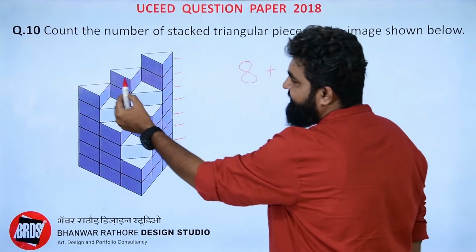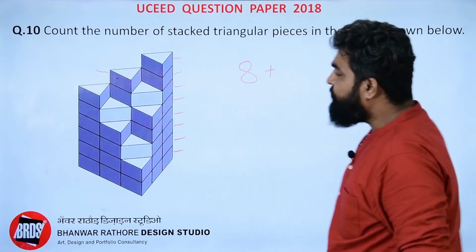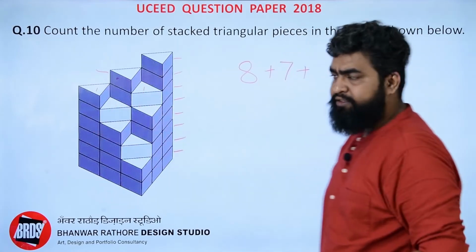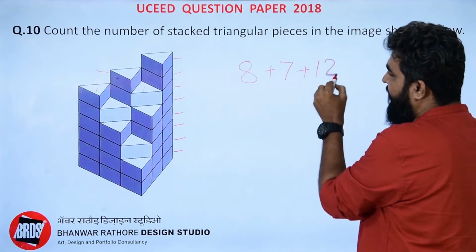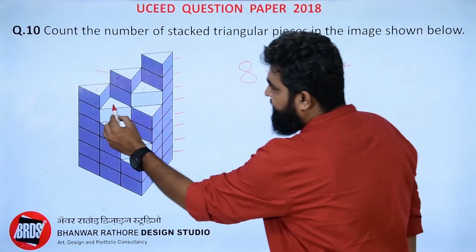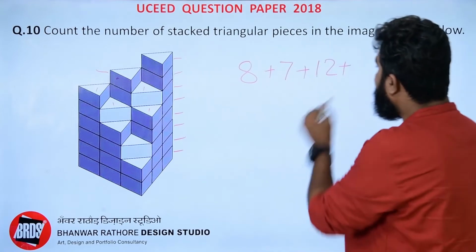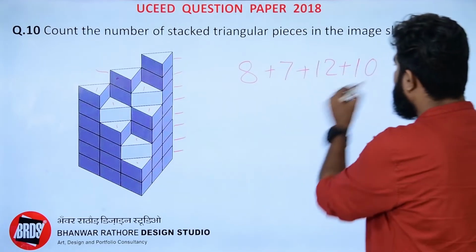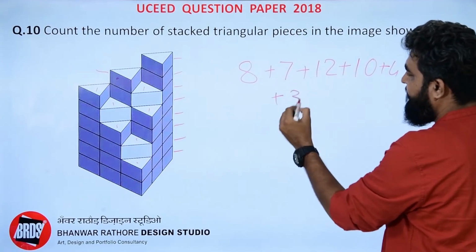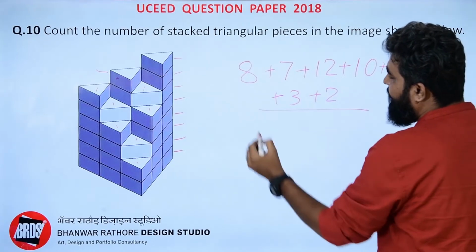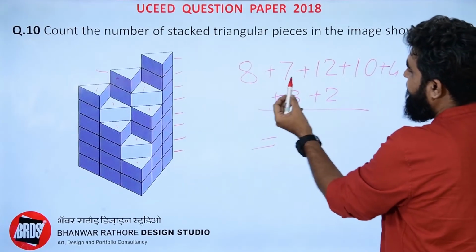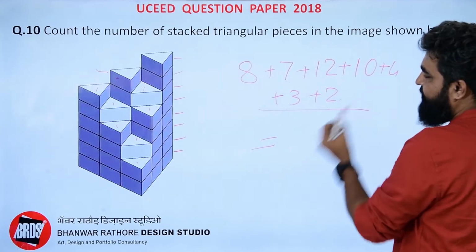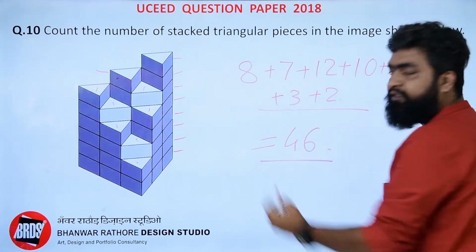Then if we check, this is with 7 triangles. So another 7. Then these two are with 6 triangles, so that will be 6 plus 6, 12. Then if we check, these two are with 5, so another 10. Then 4, 3 and 2. Now if we calculate all these, that will be 15, 15 plus 12, 27, 37, 37 plus 3, 40 and plus 2, 46. So the correct answer will be 46.